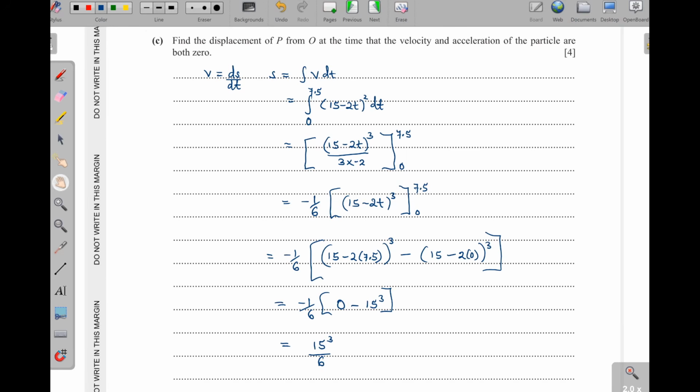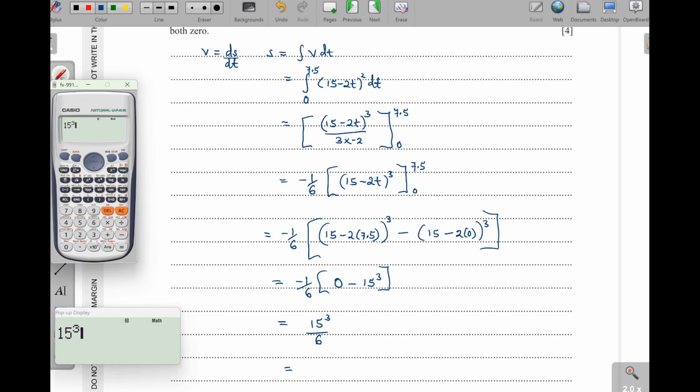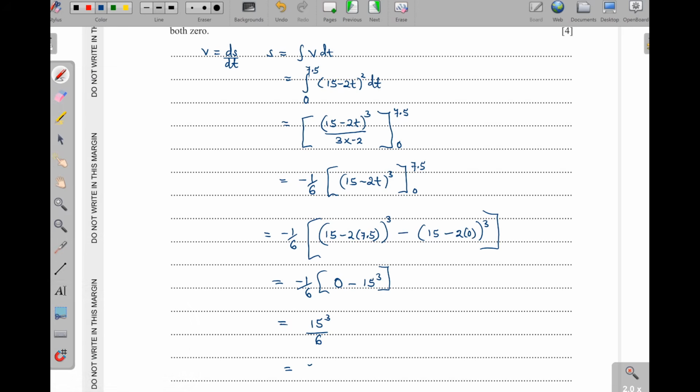What is our answer here? 15 cubed, then divide by 6. The answer is 1125 over 2, which is the same as 562.5 meters. As simple as that.